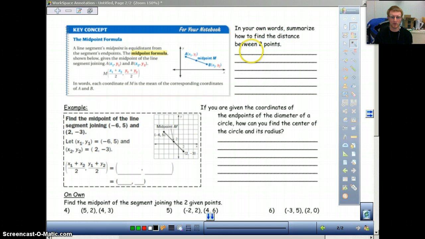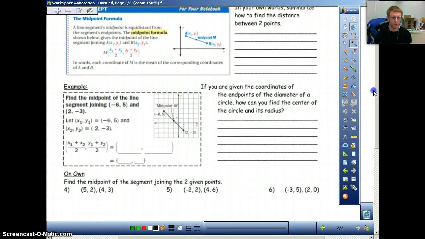And the reason why is, if you can summarize it in your own words, then that will help you remember how to find it on your own. And the same thing: if you're given the coordinates of the endpoints of the diameter of a circle, how would you find the center of the circle? So that's the midpoint. And then it also wants you to find out how you would find its radius. Okay, so if I have the endpoints, the coordinates of the diameter, how would I find the center of the circle and how would I find the radius, again, in your own words.